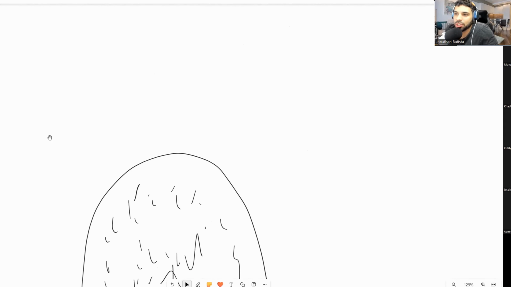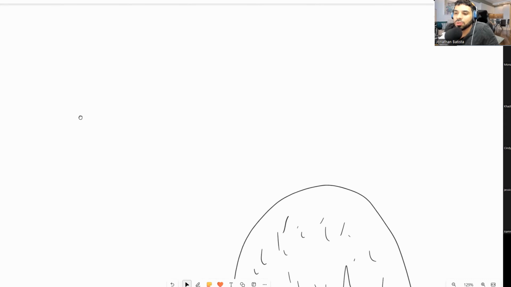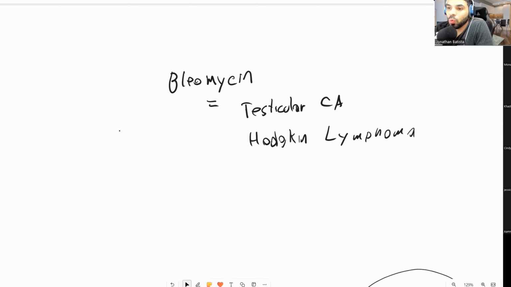We can see this with drugs as well. There's drugs, of course, that cause pulmonary fibrosis. So one of the drugs that I'll mention is bleomycin, right? Remember, bleomycin is used in situations of testicular cancer. It's also used in Hodgkin lymphoma. So what is the mechanism of action of bleomycin?